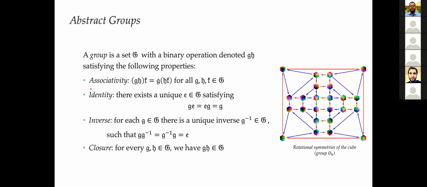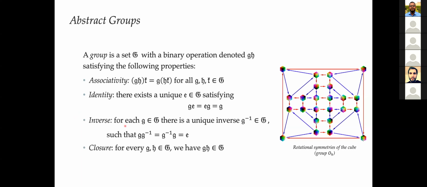Identity, so this is our first observation on the previous slide. Every symmetry group has to have a unique element E in the group that satisfies this equation. If we do any transformation followed by the identity, or the identity followed by that transformation, it is the same as just doing that transformation.